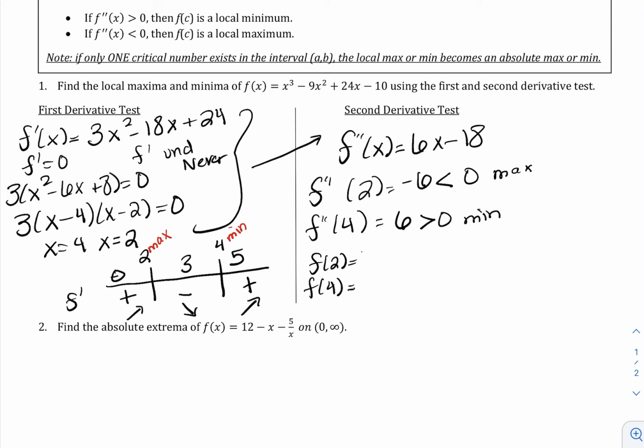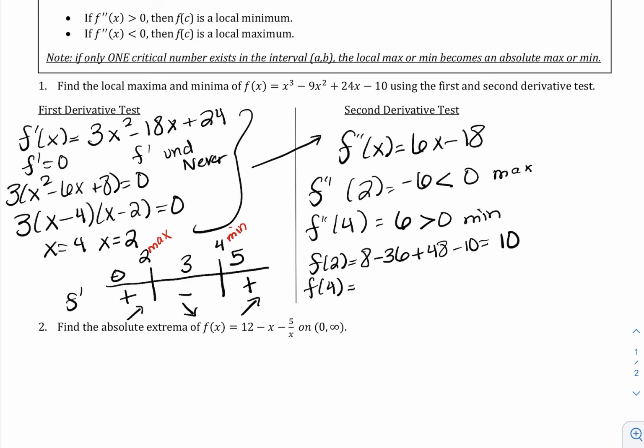So when I plug in 2, I'll get 8 minus 9 times 4, which is 36, plus 24 times 2, which is 48, minus 10. All right, so again, just be careful. I know you're using a lot of different functions, so sometimes it's a little tricky too. Okay, so 8 minus 36 plus 48 minus 10 is going to give us a 10.